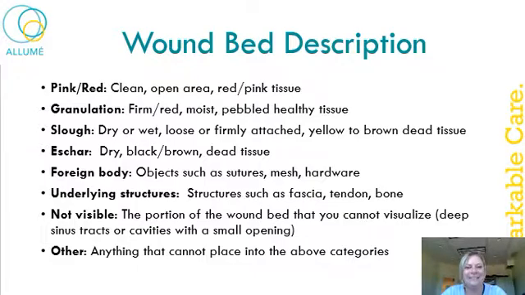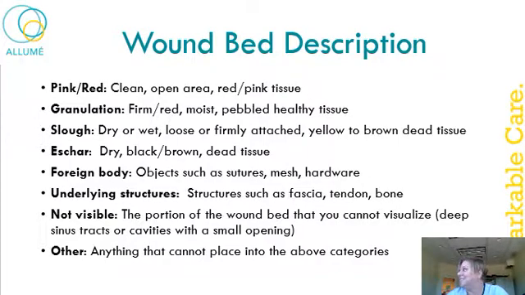Now let's talk about the wound bed description. Pink-red: clean open area with red-pink tissue, just as it says. Granulation: firm, red, moist, pebbled, healthy tissue. Then there's slough: dry or wet, loose or firmly attached yellow to brown dead tissue. Must be removed for new tissue to form. Eschar: dry, black or brown dead tissue. Very, very bad.